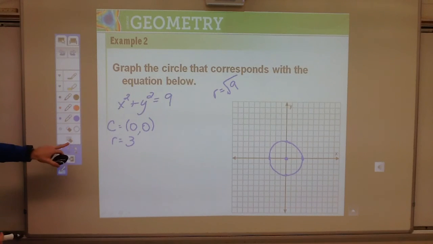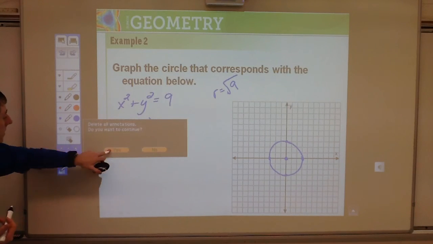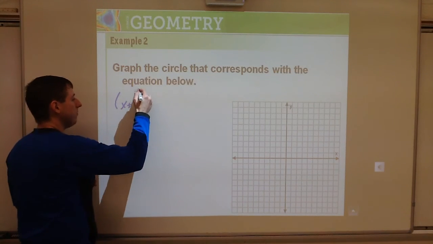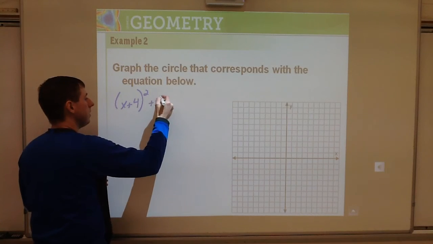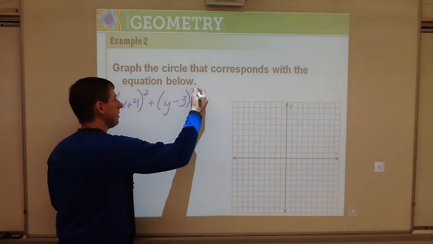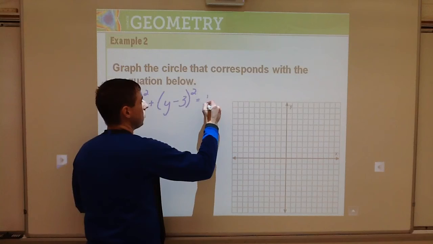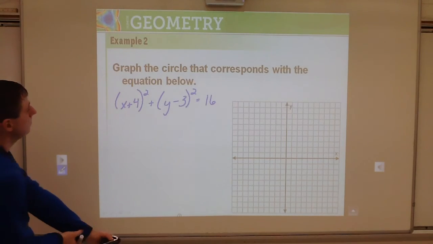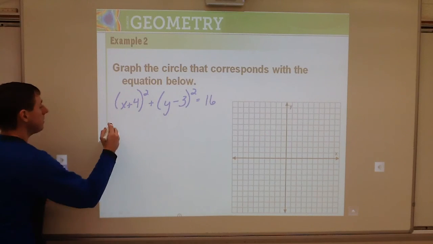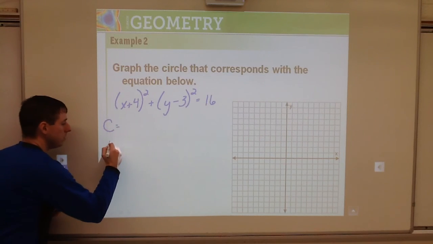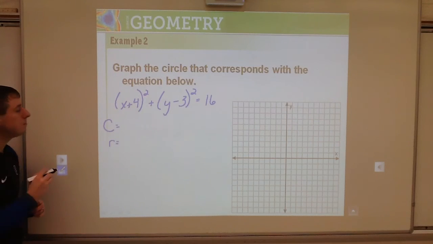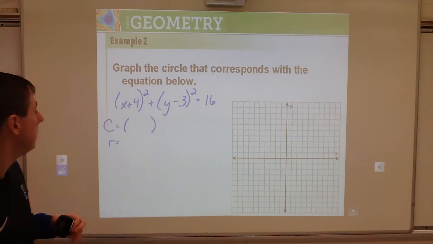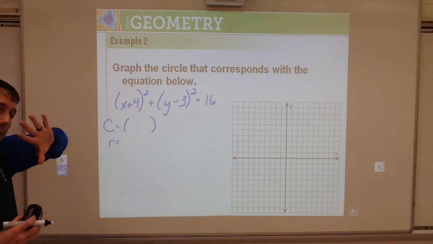Okay, so I'm going to clear this off and do one more with you, just to practice it again so you know what you're doing here. So here we go. How about (x + 4)² + (y − 3)² = 16. The goal here is: what's the center? What's the radius? If you want to pause it here and try to do it on your own, that's a good idea, but also go ahead and run through it.